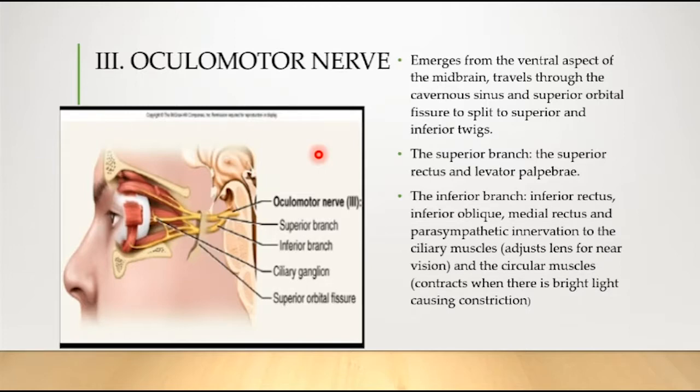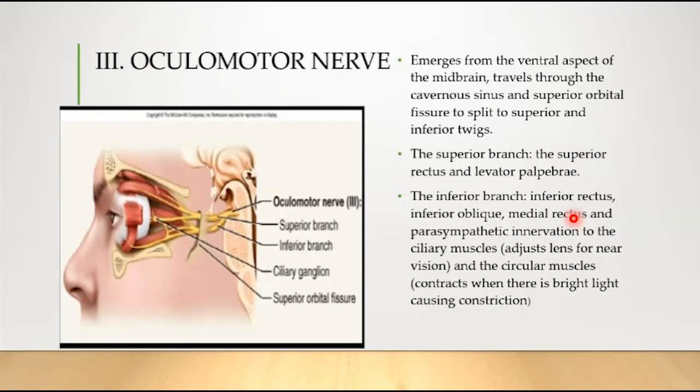Then the oculomotor nerve. It emerges from the ventral aspect of the midbrain. It travels through the cavernous sinus. The cavernous sinus is important, so I'll be mentioning nerves that pass through it, but at the end we look at the relations. Then it passes through the superior orbital fissure and gives a superior and inferior branch. The superior branch supplies the superior rectus and the levator palpebrae, and the inferior branch supplies the inferior rectus, the inferior oblique, the medial rectus, and the parasympathetic innervation to the ciliary muscles and also to the circular muscles.